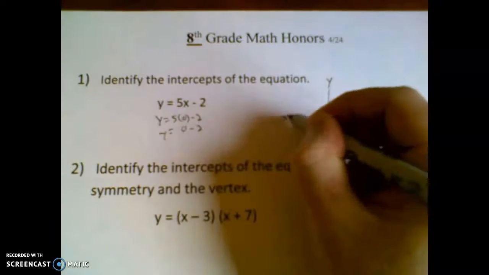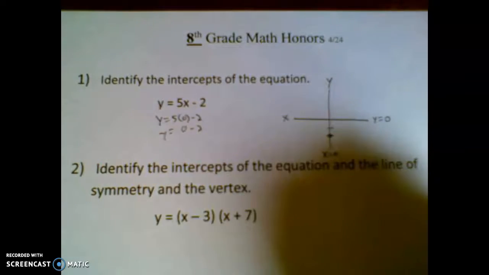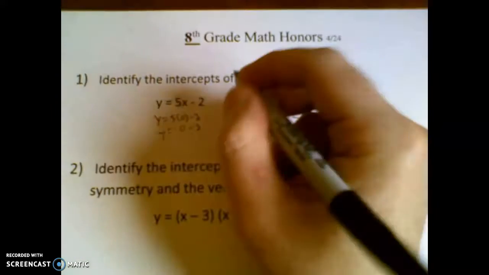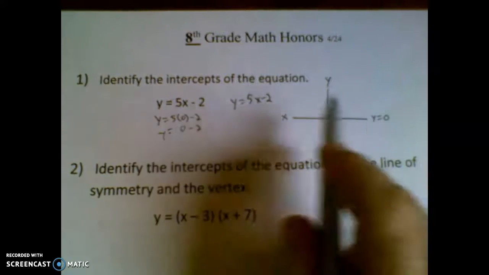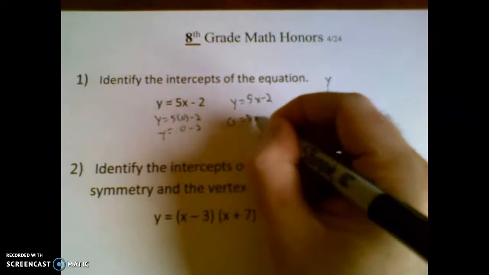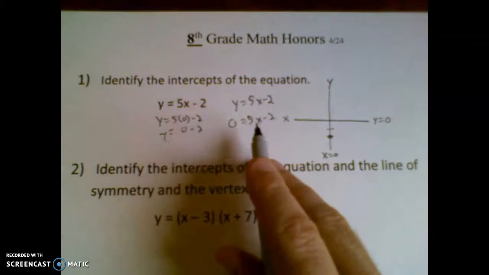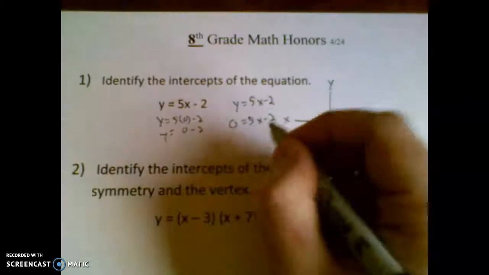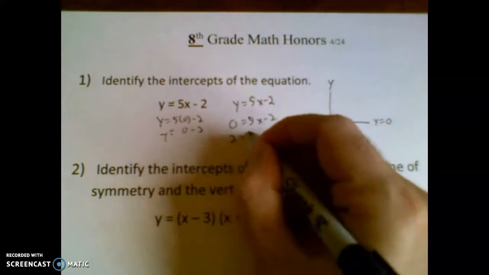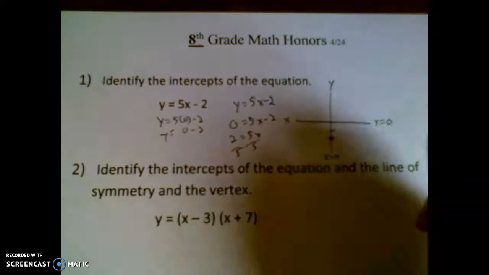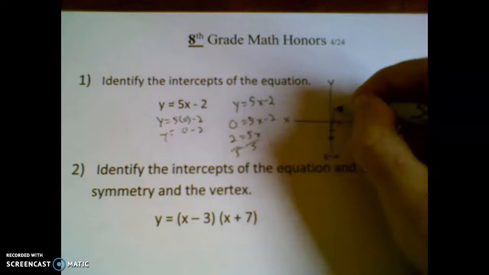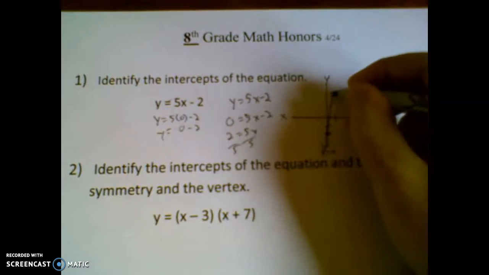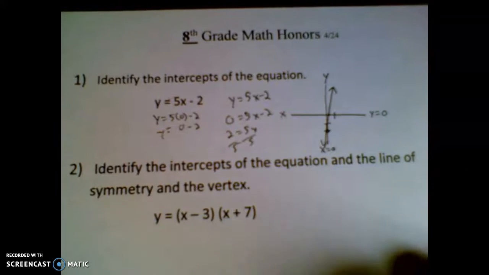For the x-intercept, that's understanding that the y value has to be 0. So you go back to your equation, and you make y 0, and then I can solve for x. And when I solve for x, it'll tell me the exact x-intercept. So I would add 2 to both sides. I would divide both sides by 5, so 2/5, let's say maybe about there, would be my x-intercept. And there's a quick sketch of what the line would look like.